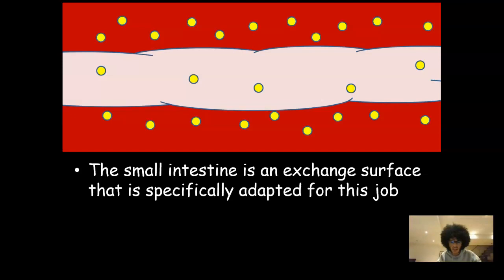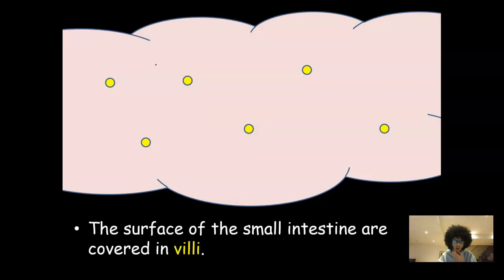Now I want to return to the absorption of nutrients in the small intestine. The small intestine is an exchange surface that is specifically adapted for its job, in a similar way to other exchange surfaces, like the alveoli or root hair cells or fish gills. The thing which my diagram doesn't show particularly well is the lining of my small intestine. At the moment, it looks relatively smooth, but if I zoom in on it, you've got something far more sophisticated.